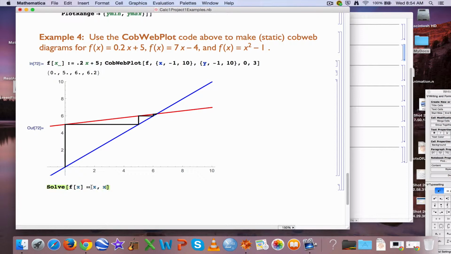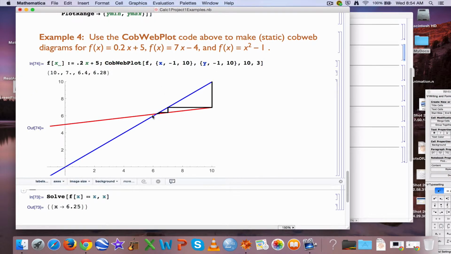Where do f of x and y equals x intersect? Solve this equation f of x equals x for x, and 6.25 is the answer. That is the fixed point. If your seed is, again, bigger than 6.25, like, let's pick 10, now your iterates go down towards 6.25. You can see with this staircase approach, where you start on the blue line, go up or down to the red graph, go left or right to the blue line, go up or down to the red graph, etc., you are forced toward this point of intersection. You are forced toward this attracting fixed point at 6.25.